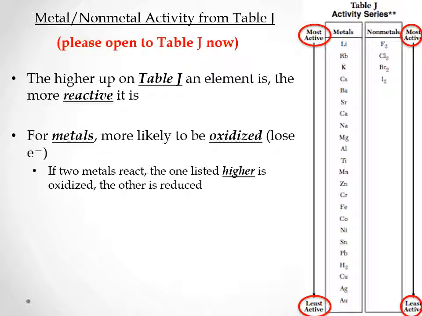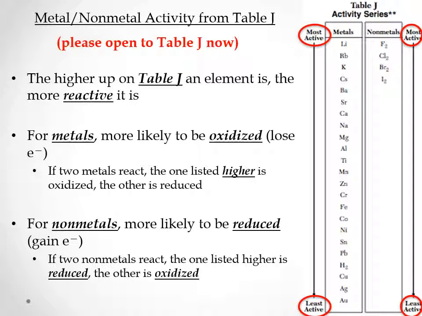Now, metals tend to be oxidized if they react with nonmetals, but what if two metals react, which we've seen a couple times now? They can't both be oxidized. If we react two metals with each other, one has to be oxidized and one has to be reduced. So the one that's higher listed on table J wins out and gets oxidized, and the other metal, the one that's listed lower on table J, gets reduced.